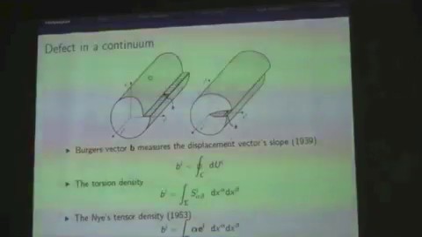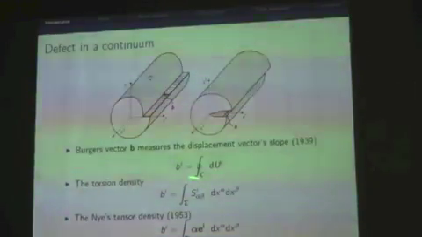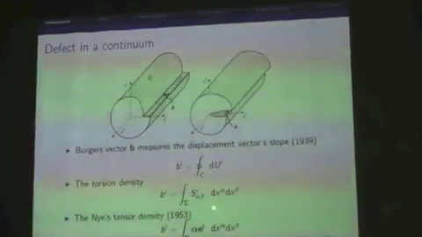In fact, there are several tools to introduce this Burgers vector. If we use the geometrical tools, we can introduce the torsion density, where the same Burgers vector is obtained by a measure of a surface density that is explained here. It's almost the same quantity that we have in the Nye theory, where the Nye tensor, a 2-tensor, is here.